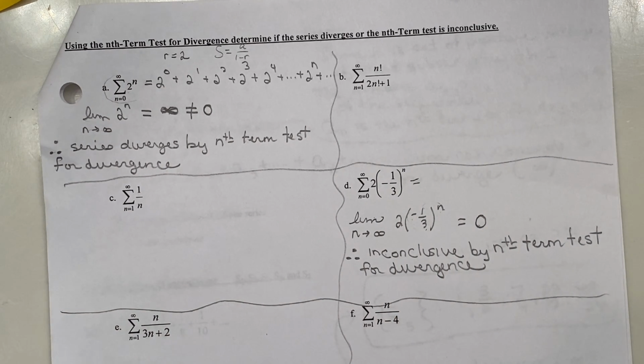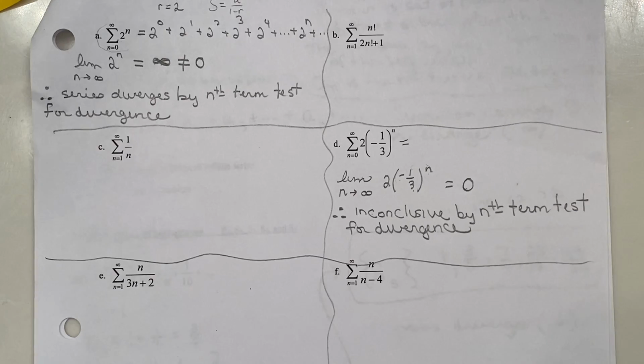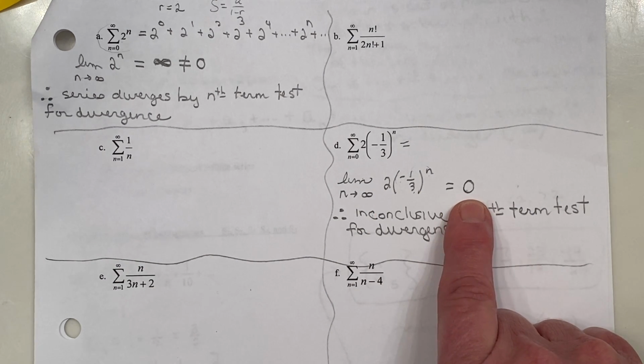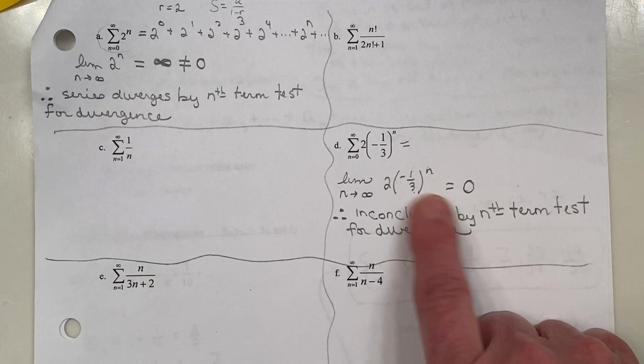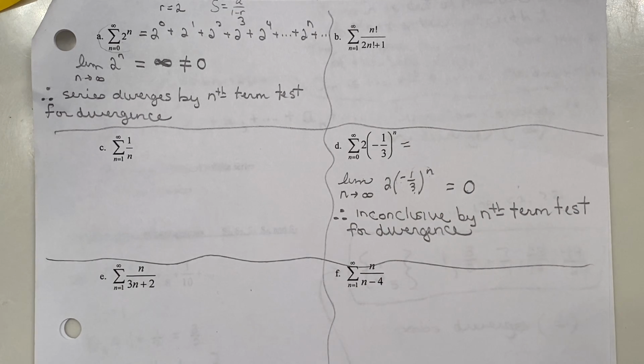I don't know if this series converges or diverges. All I can say at this point is the nth term test didn't tell me anything because I got 0. If I'm using the nth term test, finding the limit of the nth term, I need to get a number that's not 0 so I can respond and say, oh, that series is divergent. But if you end up with 0, we don't know. However, what else do we know?